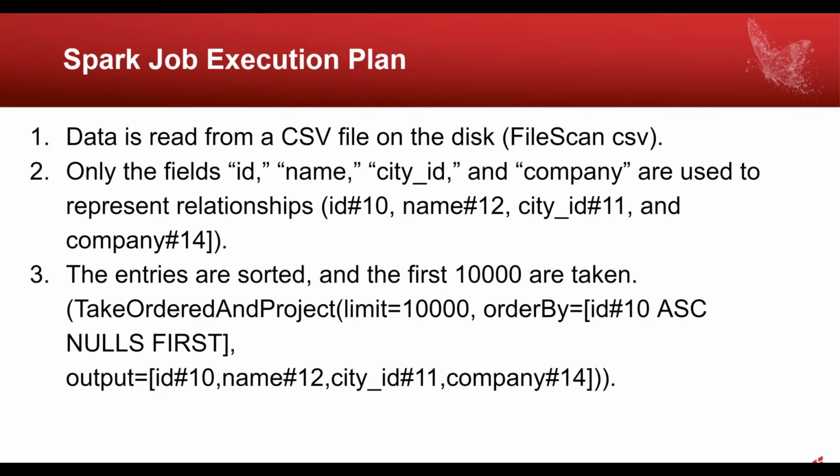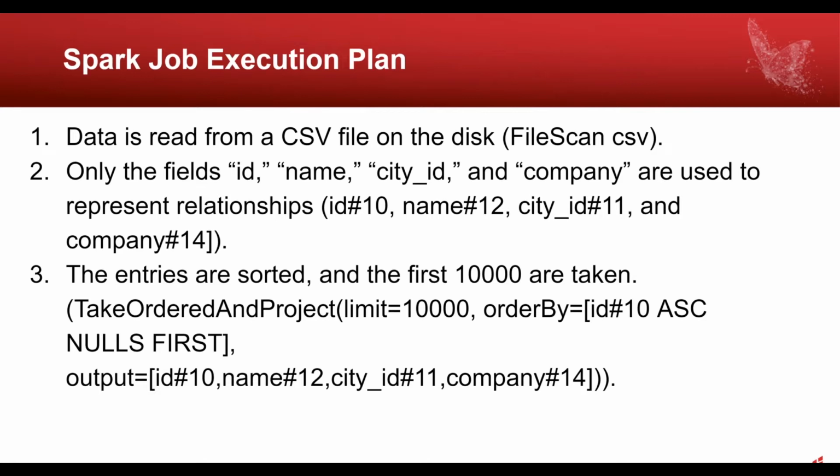Exactly in this case, this plan shows us the following. Data is read from a CSV file on the disk. You can see it via the command FileScan CSV. After that, only several columns will be used. You can see the ID of each column in the output of this command. So for example, for the ID field, its ID will be 10. For name, it will be 12. City ID will be 11, etc.